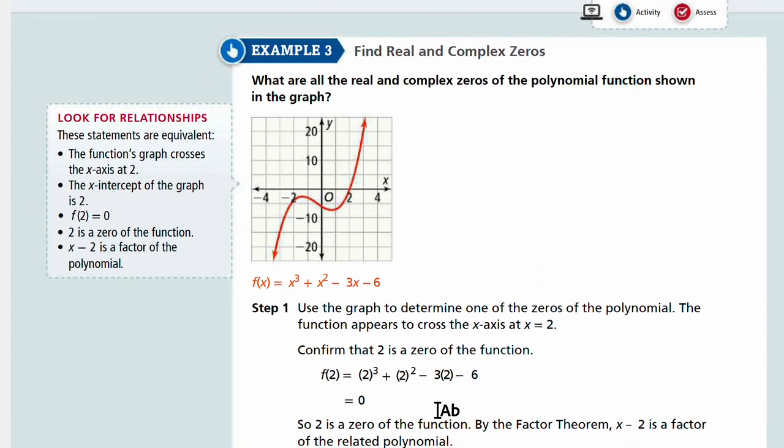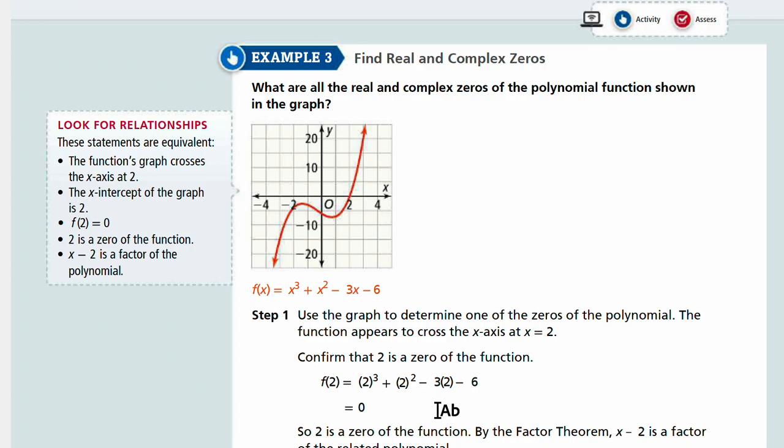Find real and complex roots, complex zeros. What are the real and complex zeros of the polynomial function shown in the graph? Let's look at this graph. We have an odd degree function here, right? We have the end behaviors that are in opposite directions. So we know it's an odd degree function.